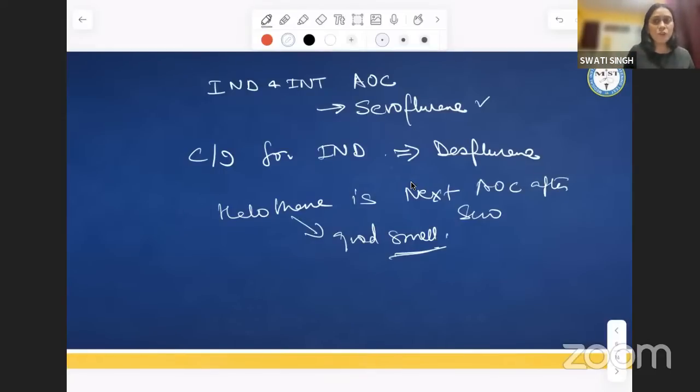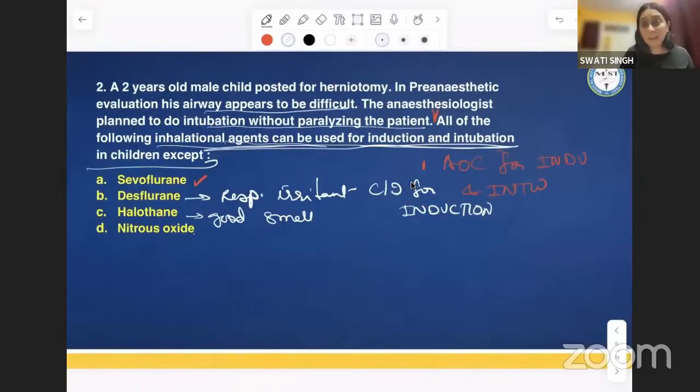But the answer wouldn't change, even if the age of the patient is changed from 2 years to 20 years. Got my point? So everyone has understood? Veer, have you understood? The answer wouldn't change. It would be the same. Okay? So this is our second question.